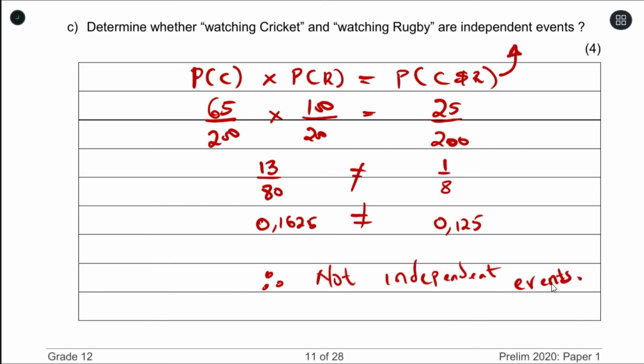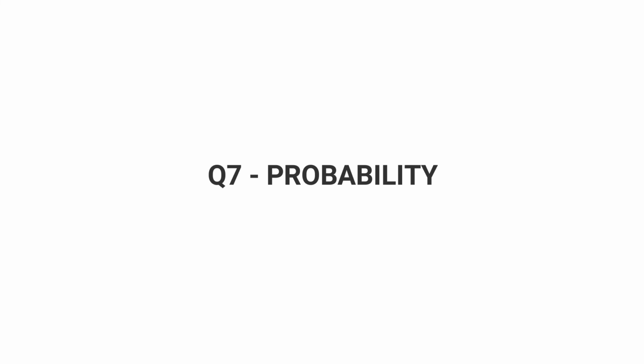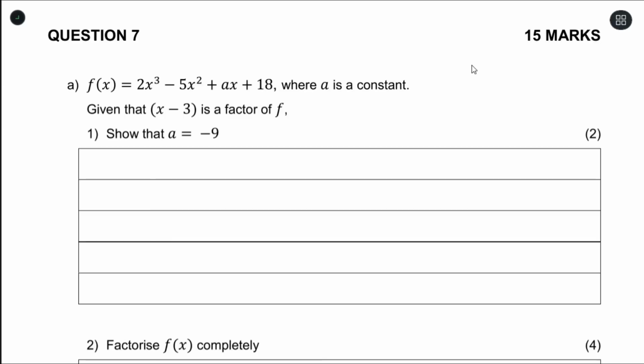That's it. Question 7. So we have this function, which is 2x cubed minus 5x squared plus ax plus 18, where a is a constant. Given that x minus 3 is a factor of f, show that a is equals to negative 9. What this means, when you're told that x minus 3 is a factor, it means that if you substitute x equals to 3 into this f of x, you would get 0. So all we just need to do is substitute 3. That's it. So we're going to substitute 3 in this. This is what we're going to get.